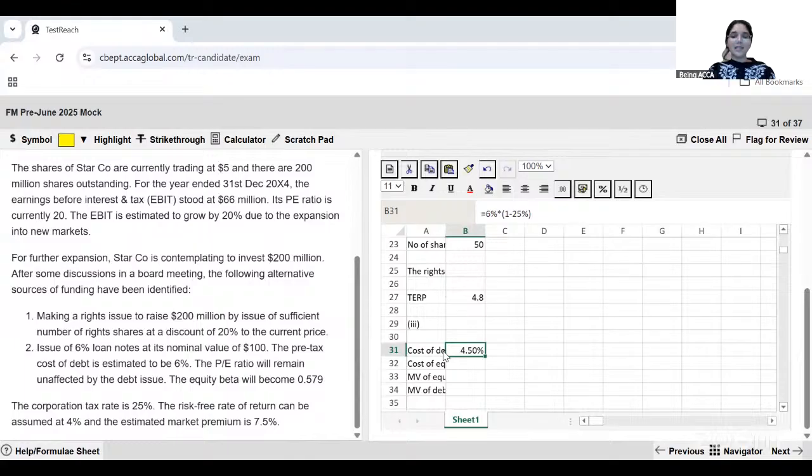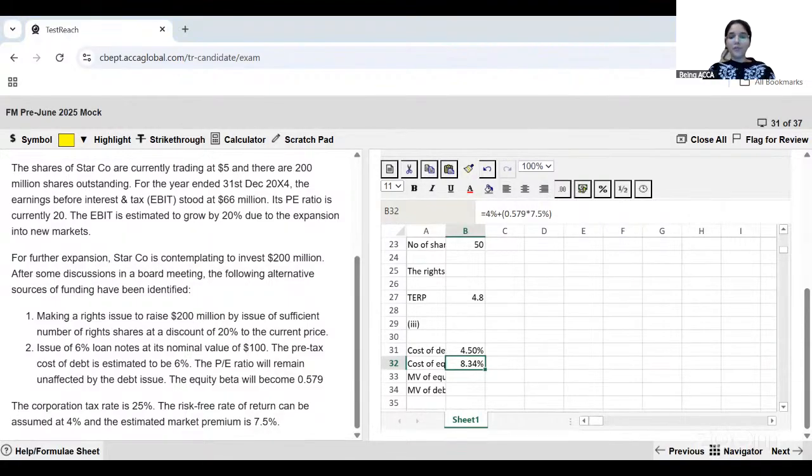Then the next thing that we are going to do is the calculation of KE. For KE, it has given us already what our equity beta will become. You take the risk-free rate plus your new equity beta, which is 0.579, multiplied by the market premium, which is 7.5%. So now your KE is going to look something like this, 8.34%.